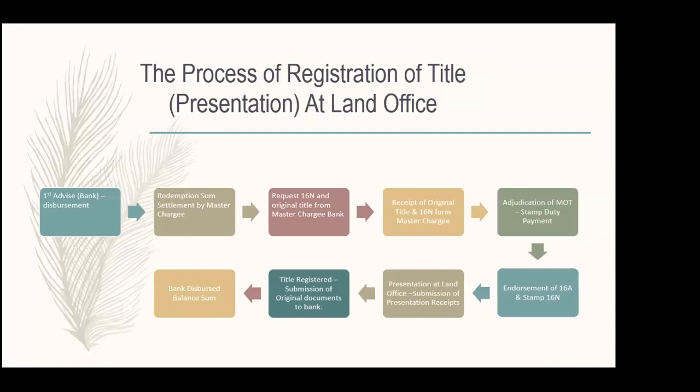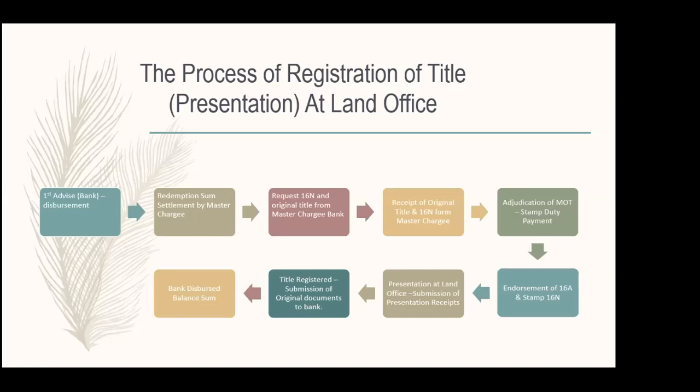And we will not stamp the 16N, 16A and the MOT. We will only do that after the redemption sum settlement. So for the first advice, we will only forward a photocopy of FA, a photocopy of 16A, and a photocopy of 14A, and we will undertake to forward the originals to the bank upon the registration of title.